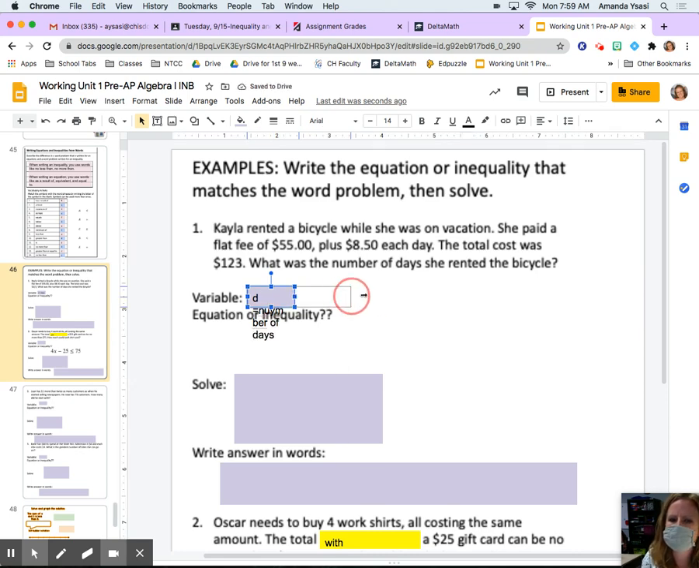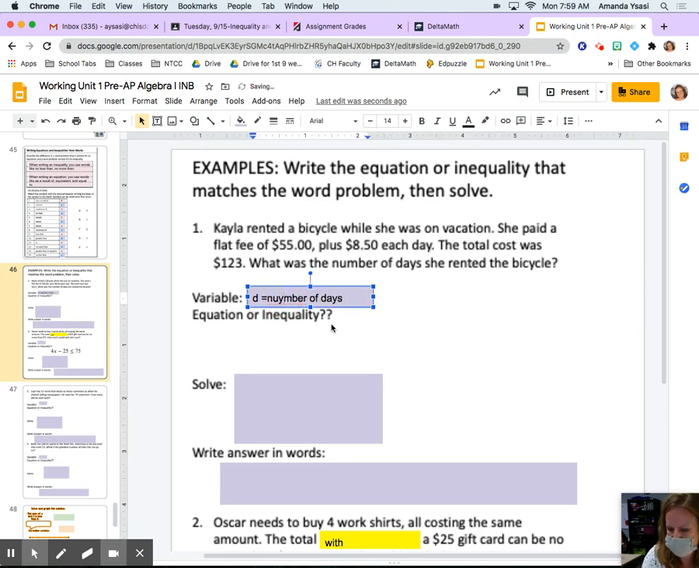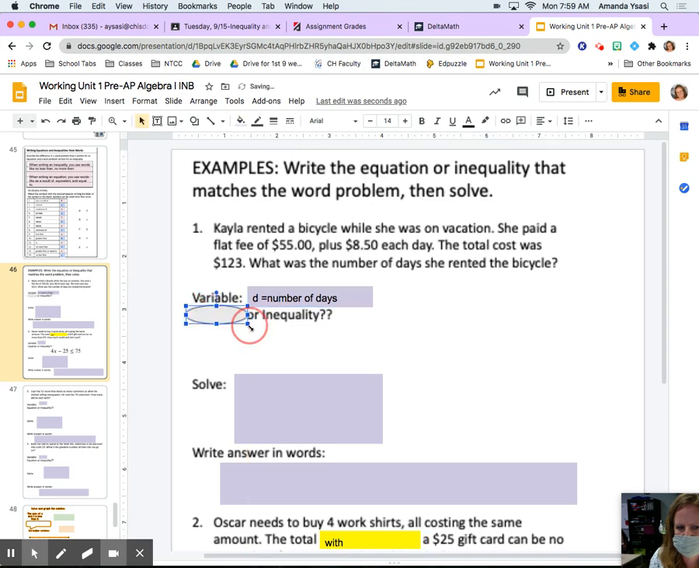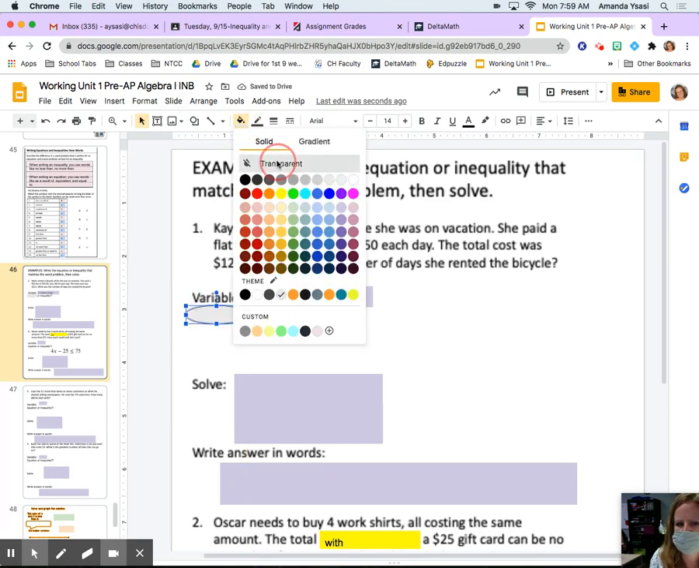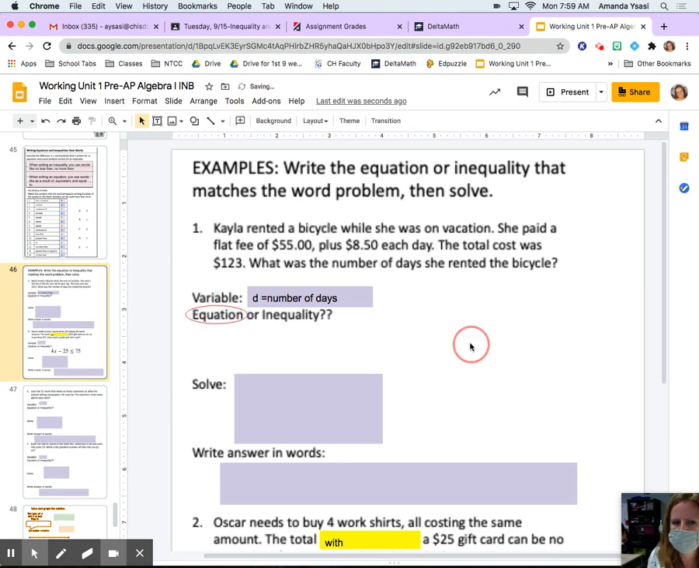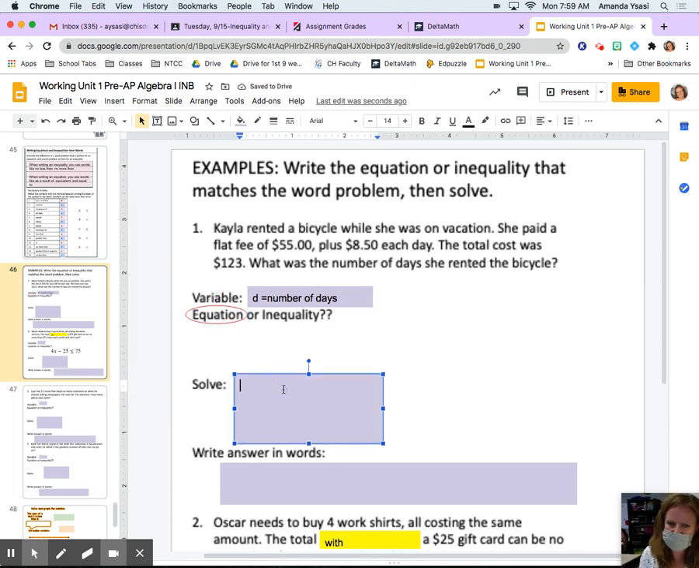So whenever you say what the variable is, make sure you not only put the letter, but also what that means or stands for. And then this is an equation. So I'm going to do a little circle around equation. And I have to change the fill color so it's transparent. Is it okay if I just wrote it out? Yeah, that's fine.